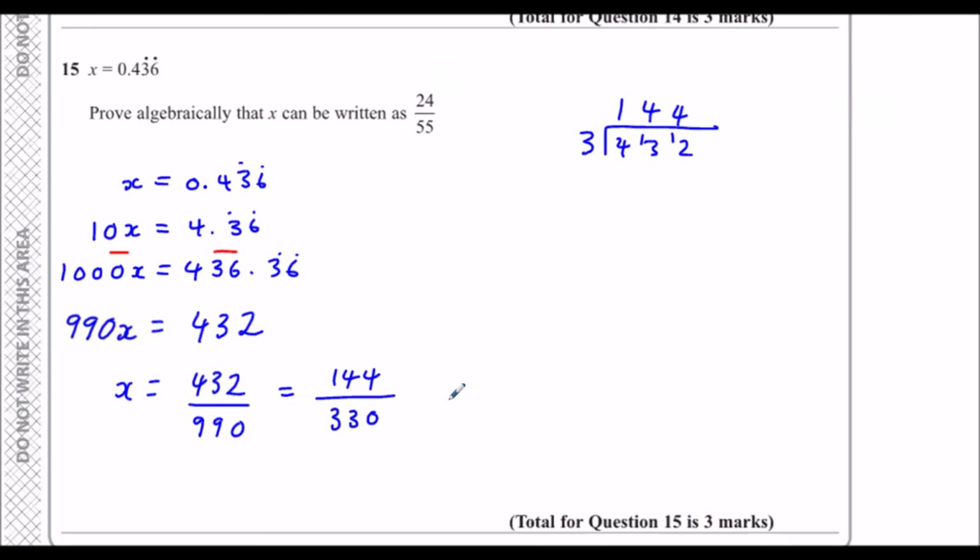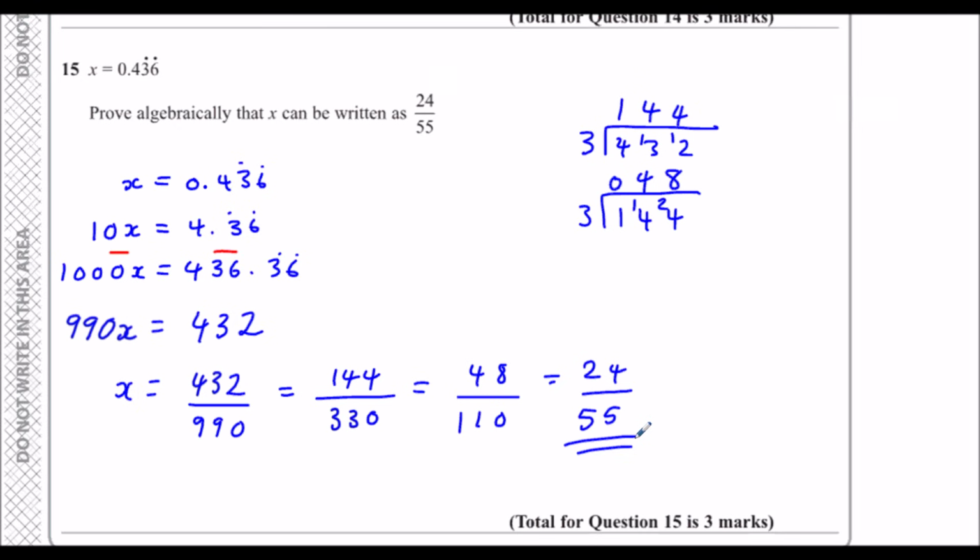I'm going to divide by 3 again. So 3 into 144 this time. 3 into 1 doesn't go. 3's into 14 goes 4 times with 2 remainder. 3's into 24 is 8. So 48 over 110. And then I just need to half the top and bottom for 24 out of 55. You probably would have got away with just writing the answer straight away after you've converted it to a fraction, but it's good to know we've done it correctly because we have actually got the answer.